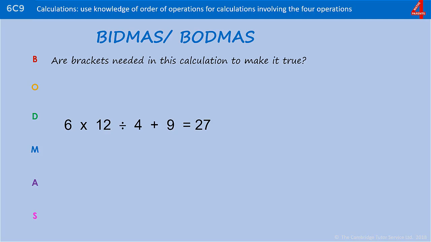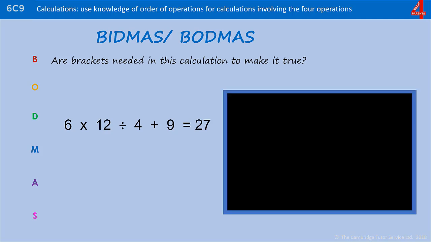So we're going to look at this one and just test it without brackets to see if it works. 6 times 12 divided by 4 plus 9 is 27. Let's see if it's true as it's written there. We have the multiplication first, followed by the division, followed by the addition. Remember that multiplication and division share equal priority.